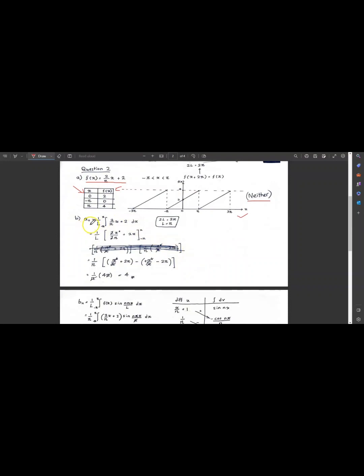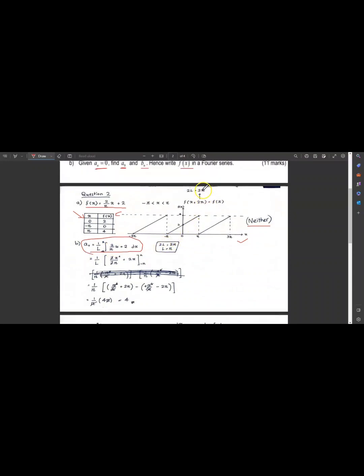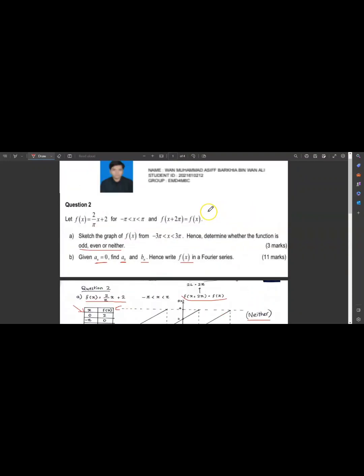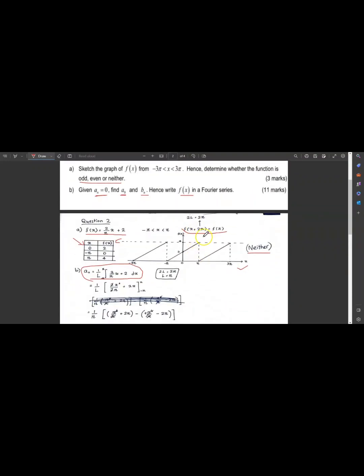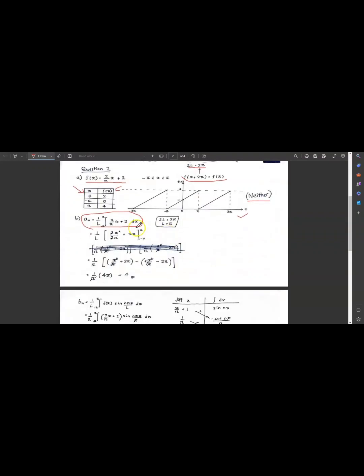To find a naught, we can use this formula, and note that from this f(x) given here, the 2 pi is equal to 2L. So by using this formula, we can solve it and get that a naught is equal to 4.